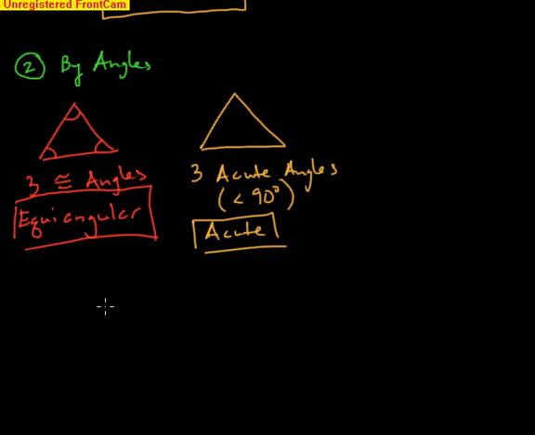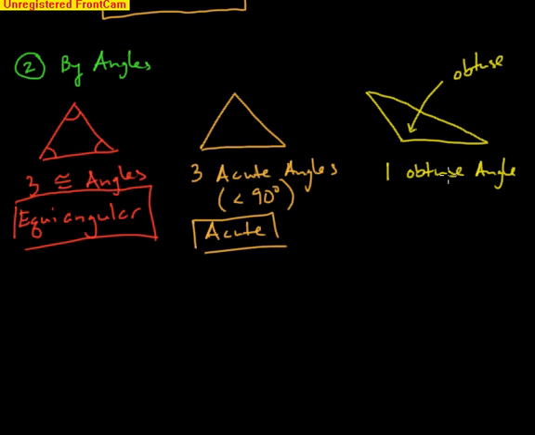If you have one obtuse angle, and hopefully we know that that would be the obtuse angle, right? Obtuse means greater than 90, less than 180 of course, but greater than 90, then you are an obtuse triangle.